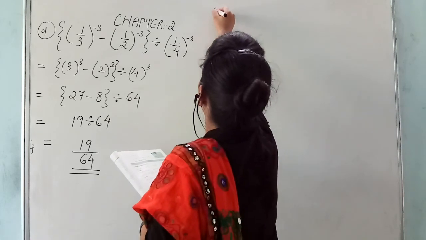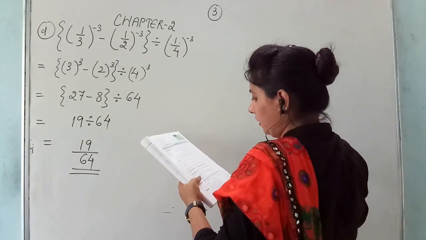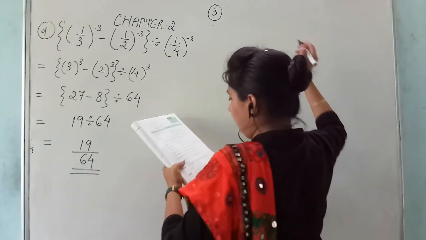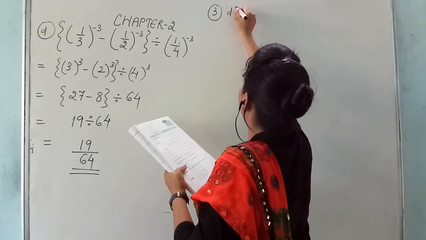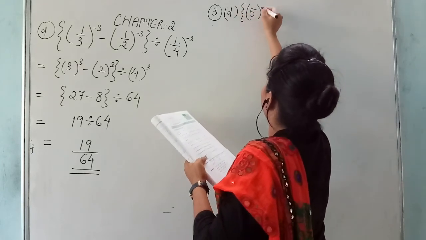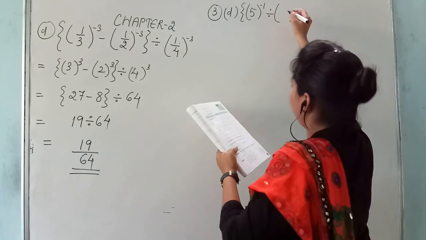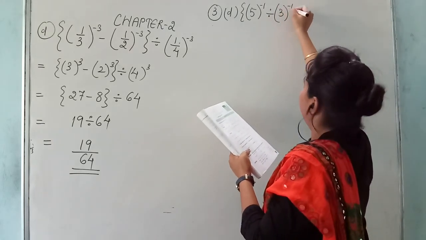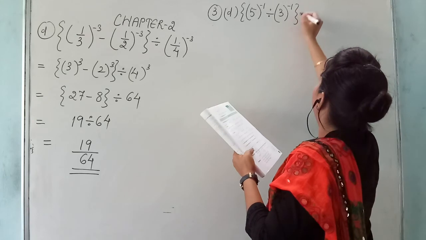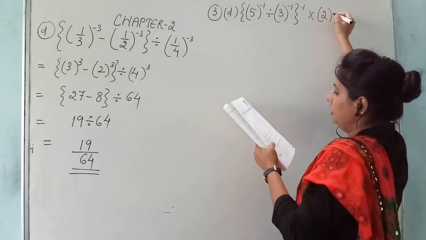I am solving question number 3. Simplify. Third question, D part. 5 raised to the power minus 1 divided by 3 raised to the power minus 1, whole power minus 1, into 2 raised to the power minus 1.